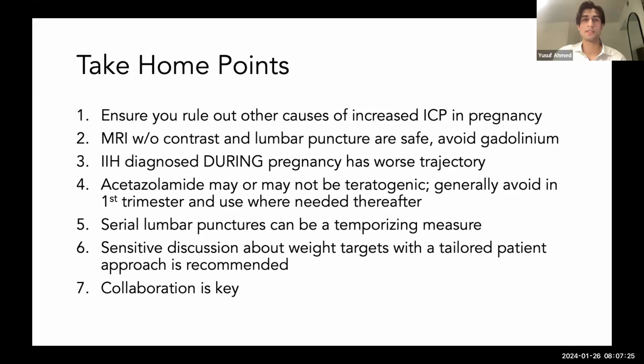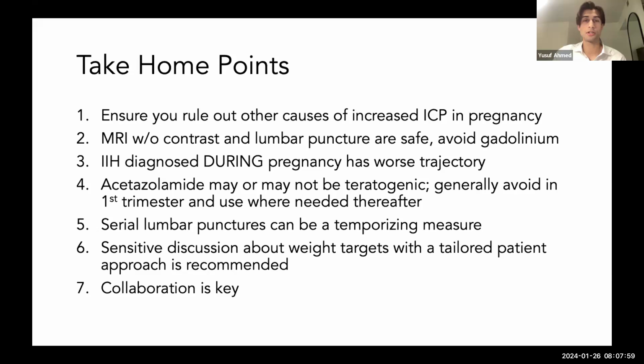So to summarize this talk, I'll be reiterating some take-home points. Ensure you rule out other causes of increased ICP in pregnancy. MRI without contrast and lumbar puncture are safe, so you should avoid gadolinium and consider a time-of-flight MRI. IIH diagnosed during pregnancy has a worse trajectory. Acetazolamide may or may not be teratogenic, and we generally avoid this in the first trimester and use where needed after, with discussion with the OB and the patient.